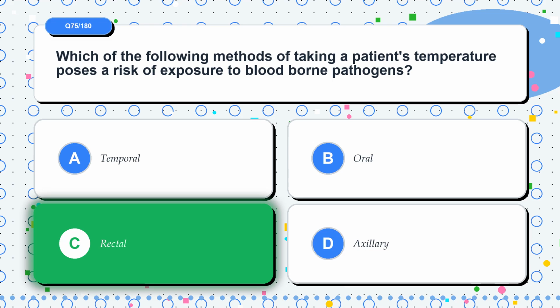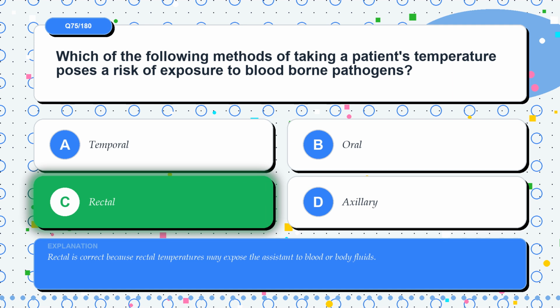The correct answer is option C. Rectal. Rectal is correct because rectal temperatures may expose the assistant to blood or body fluids.